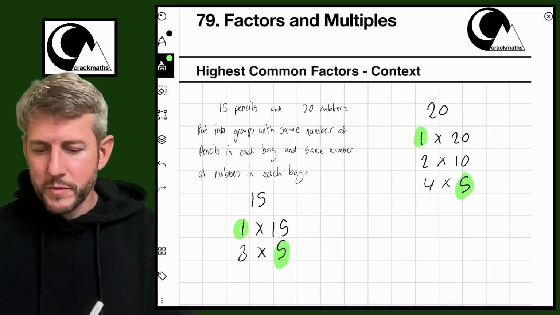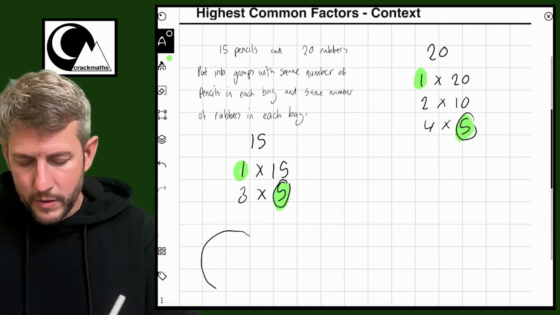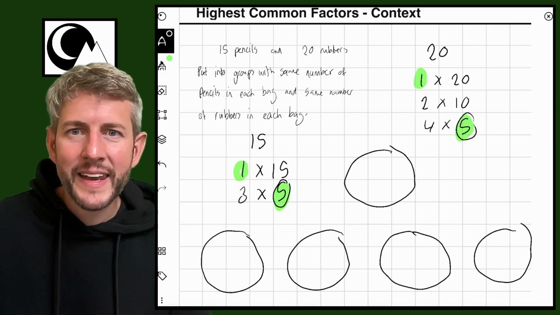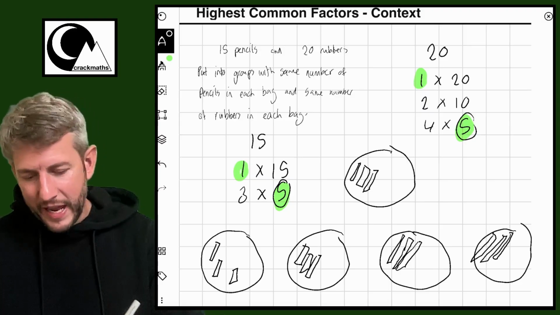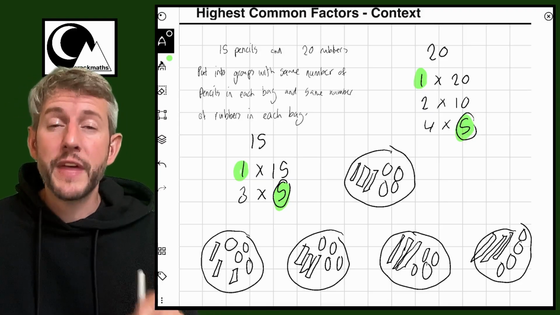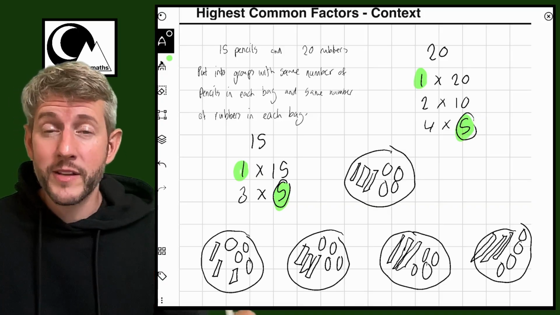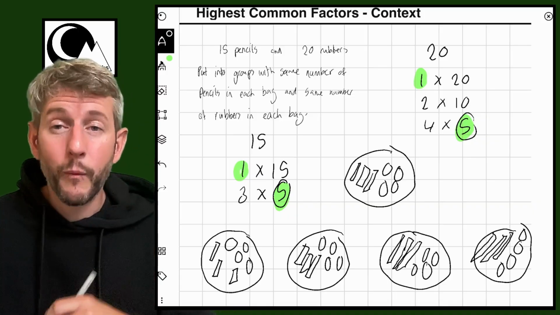So what that tells me is we are going to make 5 groups. We're going to distribute these rubbers into 5 groups here. So 1, 2, 3, 4, I'll put that 5th group up here. And in each of these groups, we're going to have 3 pencils in each one, and then we're going to have 4 rubbers. So the highest common factor tells us the number of groups. The thing multiplied by the highest common factor tells you the number of items that you've got in your bag. Let's have a look at one more of these.